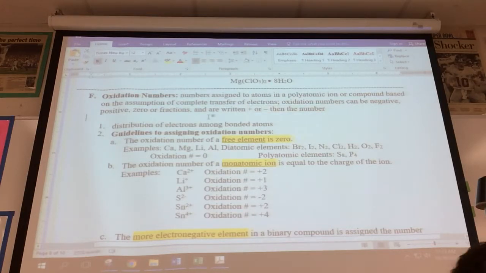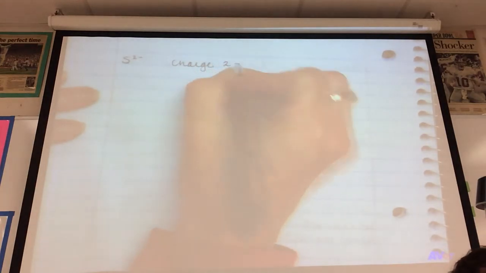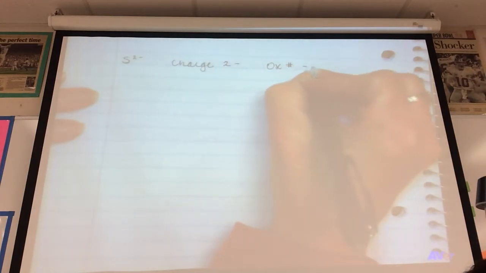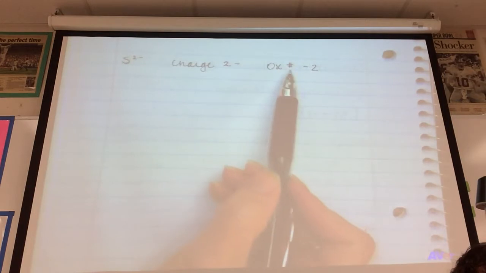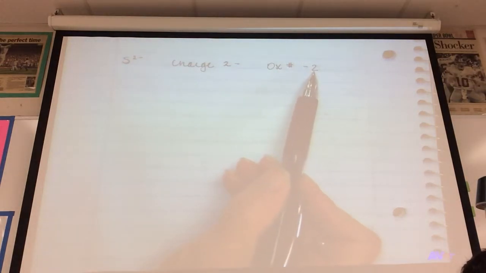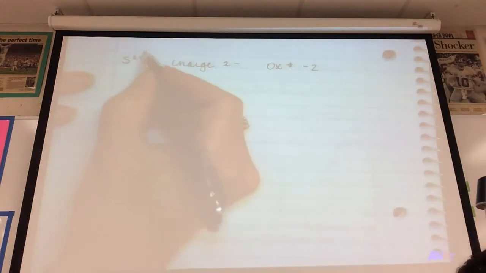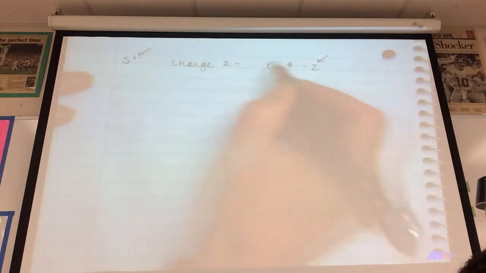And be careful between the difference of charge and oxidation number. For example, if you have a sulfide ion, its charge is 2 minus. Its oxidation number is -2. So oxidation number is always plus or minus, then the number, unless you had 0, and it would just be 0. So this is the charge, this is the oxidation number.